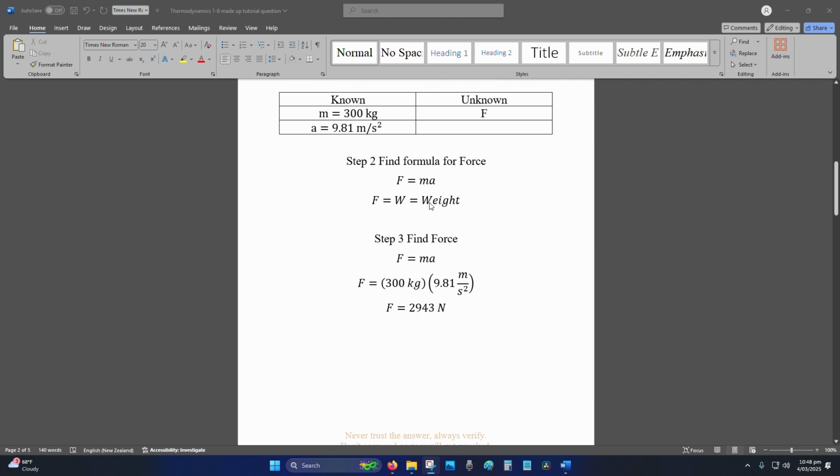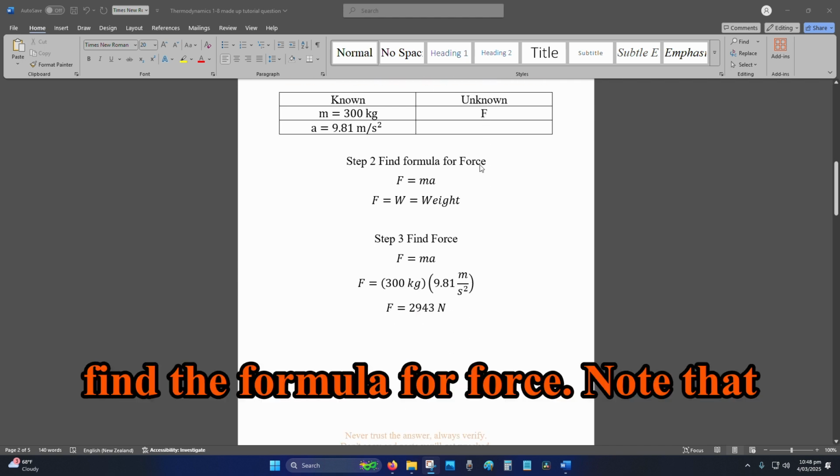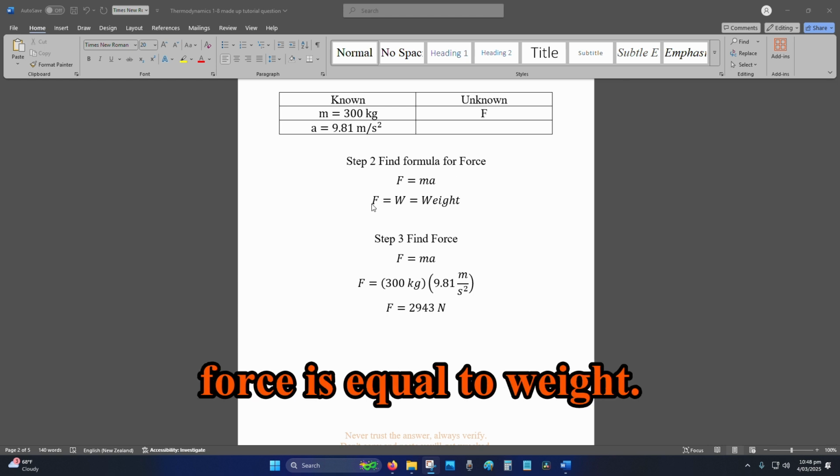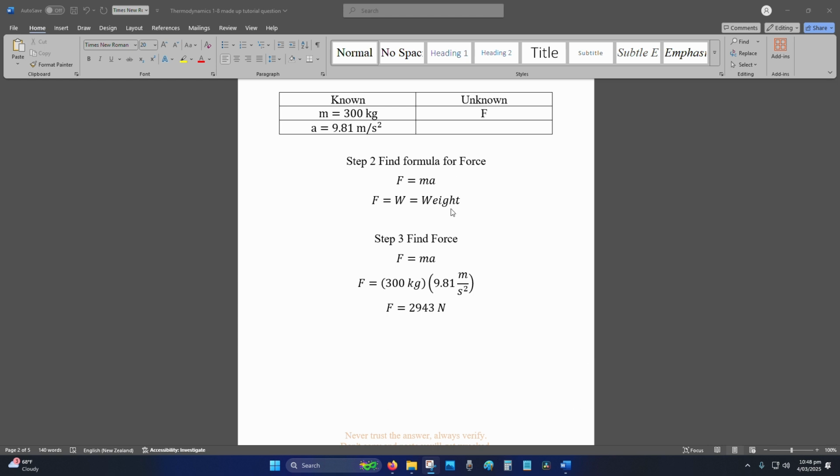Step 2, find the formula for force. Note that force is equal to weight. So sometimes they call it find the weight. In this case, it is the force.